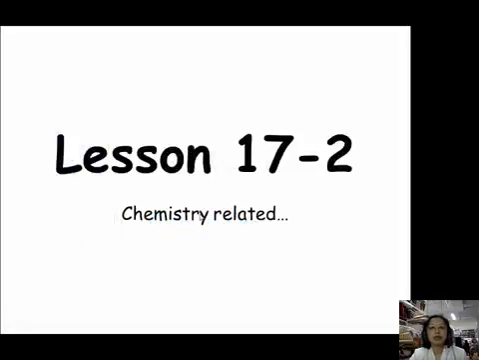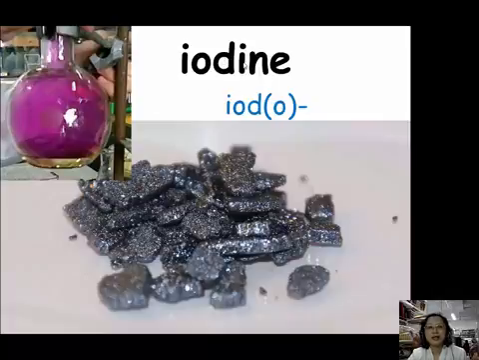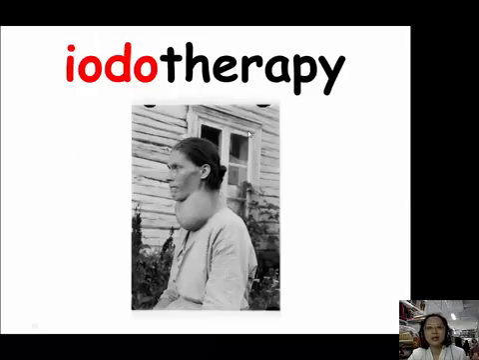Now let's continue to lesson 17, the second part of it. Still, we are going to learn some prefixes and suffixes related to chemistry. For iodine, I-O-D-I-N-E, we have one prefix, iodo, I-O-D-O. Let's see our example. Iodotherapy is a treatment, usually for a goiter, like this woman, with iodine or iodides as medicine.